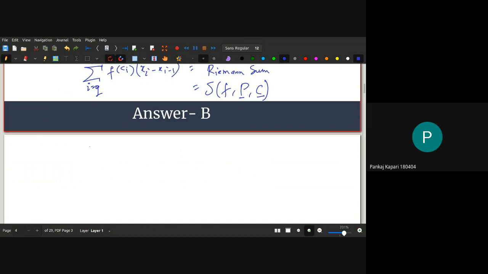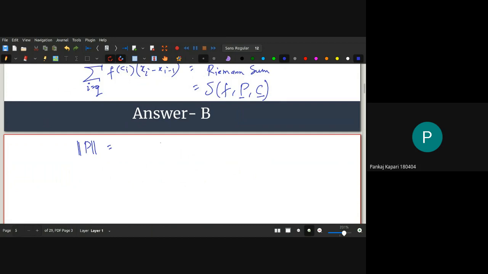So there is a lot of freedom. So there can be several Riemann sums like this. So what do we want? We want that if... okay, so we define the norm of a partition. So how do we define this norm? This is the maximum length of any subinterval, right?